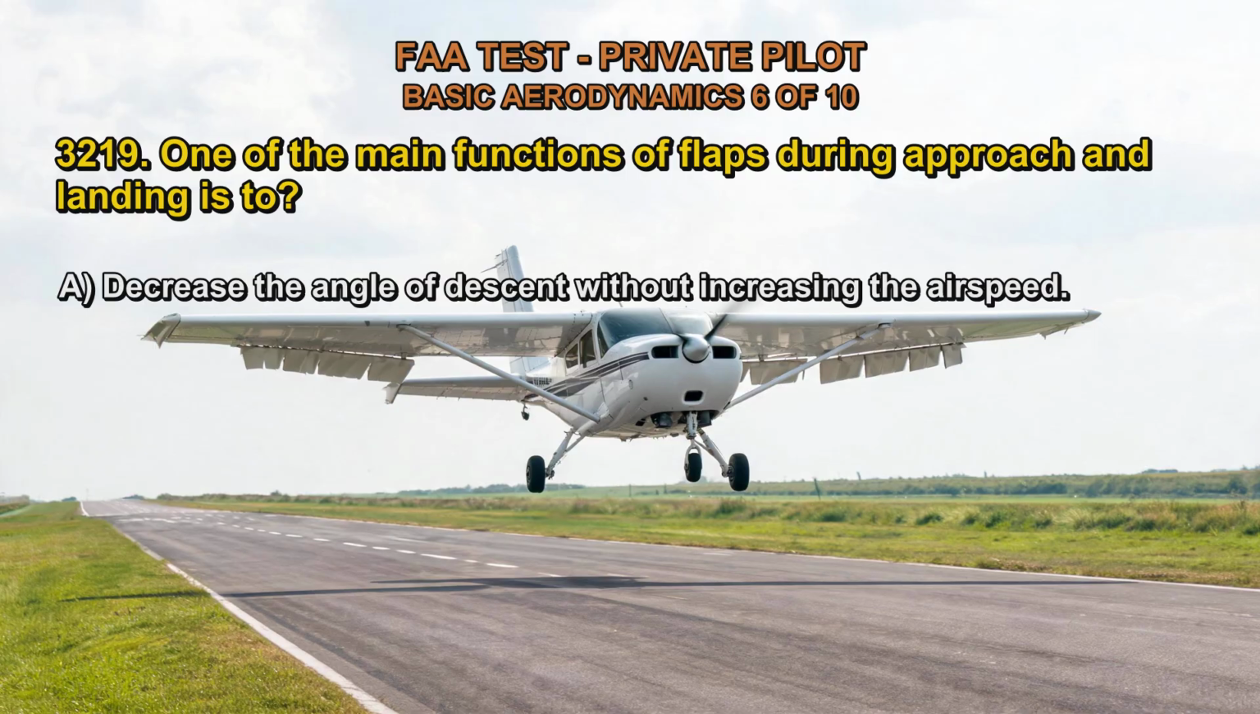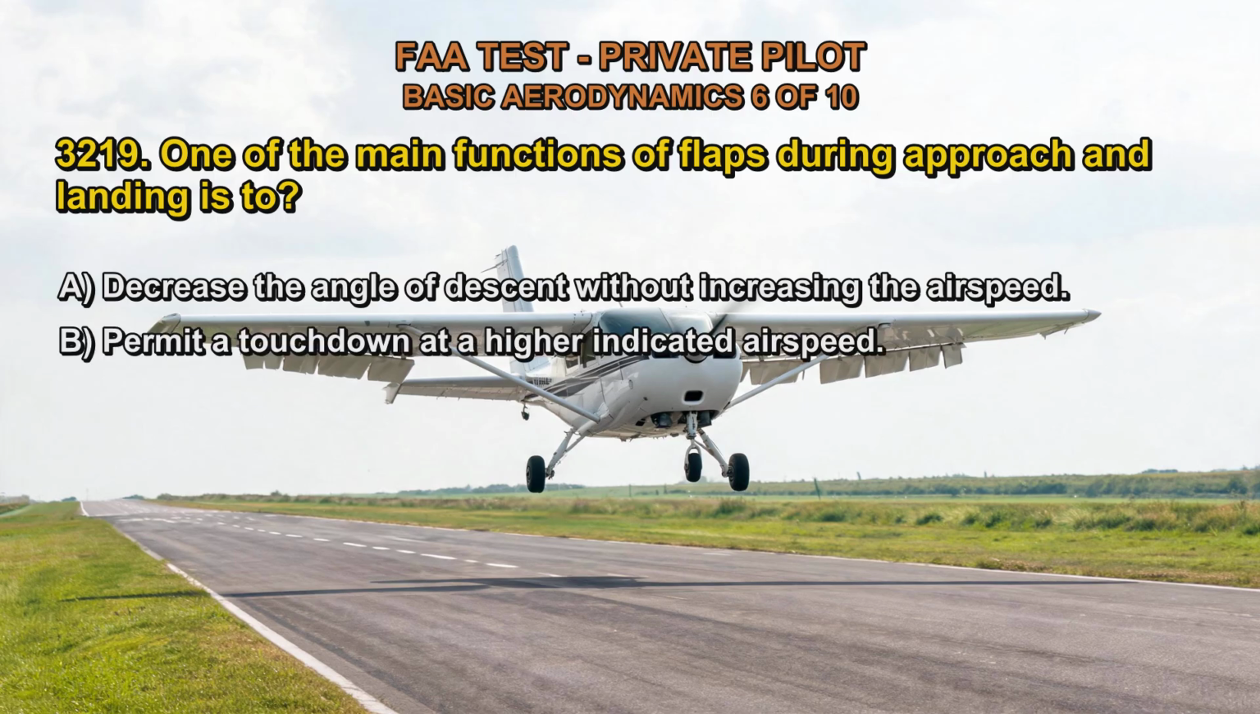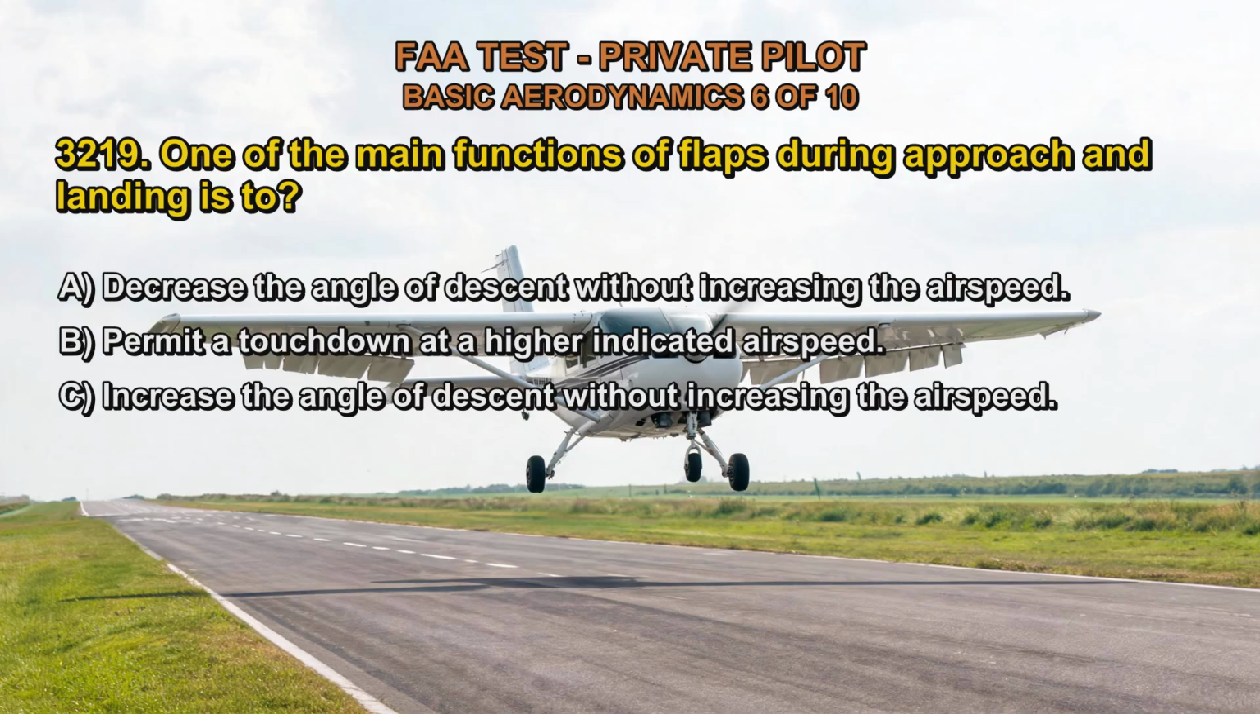3219. One of the main functions of flaps during approach and landing is to: A. Decrease the angle of descent without increasing the airspeed. B. Permit a touchdown at a higher indicated airspeed. C. Increase the angle of descent without increasing the airspeed. The correct answer is C.